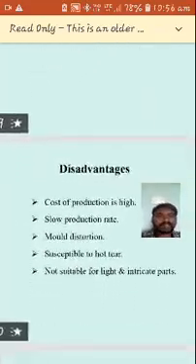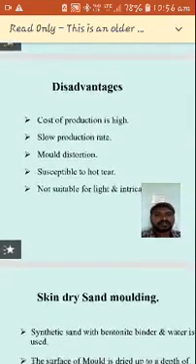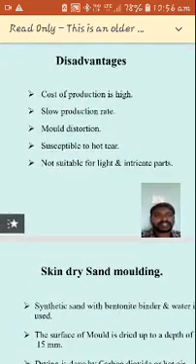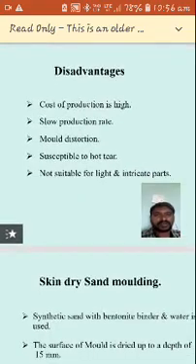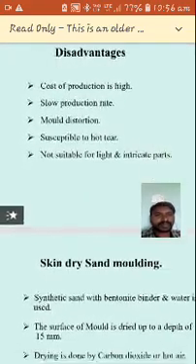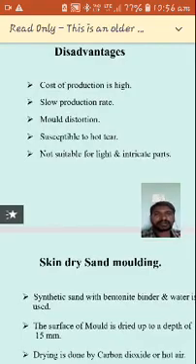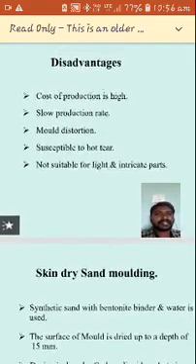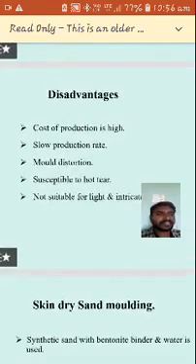And coming to the disadvantages, the cost of production is high. Slow production rate. Mold distortion. Susceptible to hot tear. Not suitable for light and intricate casting. So these are the disadvantages.